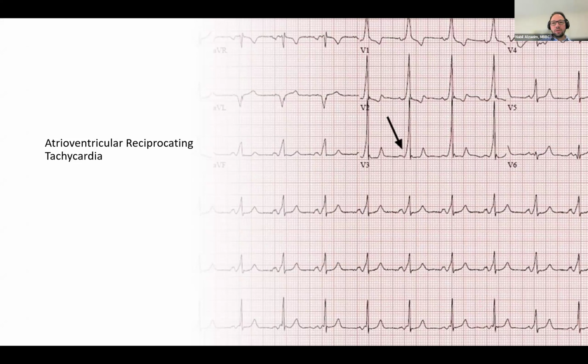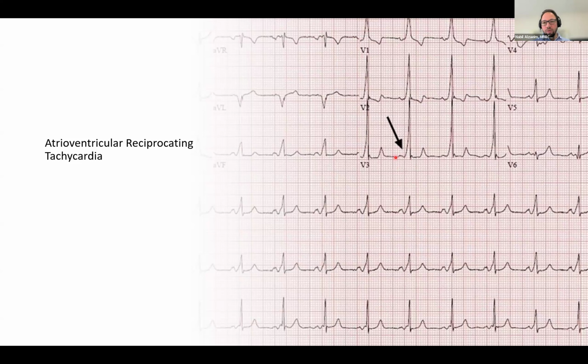So this EKG demonstrates sinus rhythm with pre-excitation as indicated by the presence of the delta wave. This happens with atrioventricular reciprocating tachycardia. The slurring of the QRS upstroke here represents the premature depolarization of the ventricular tissue adjacent to the accessory pathway. I will show the next picture. It shows the accessory pathway.